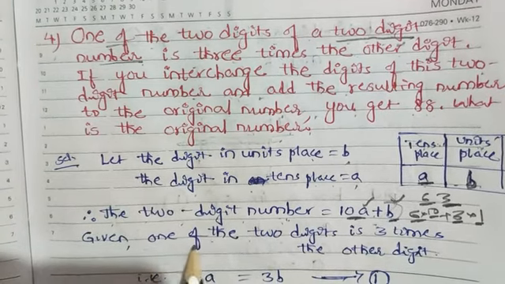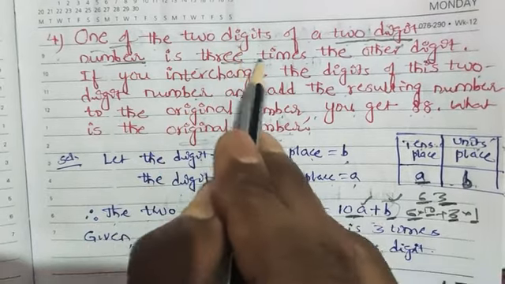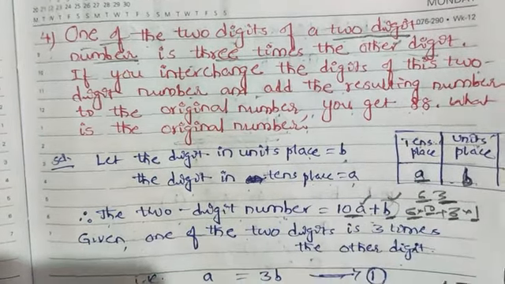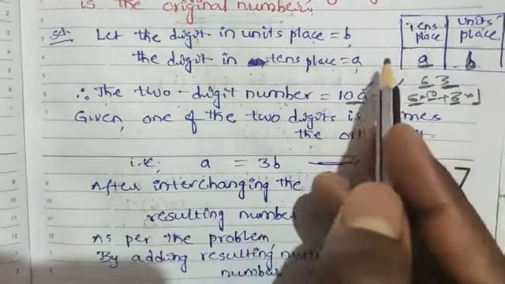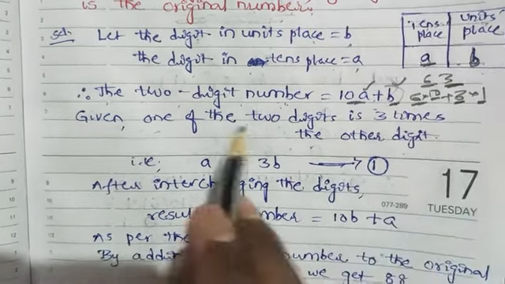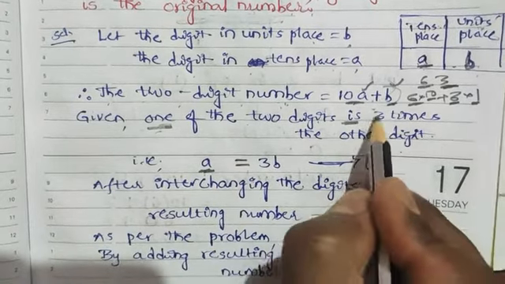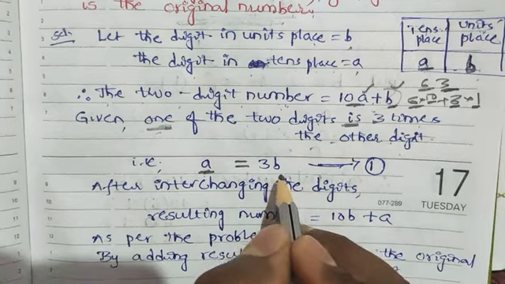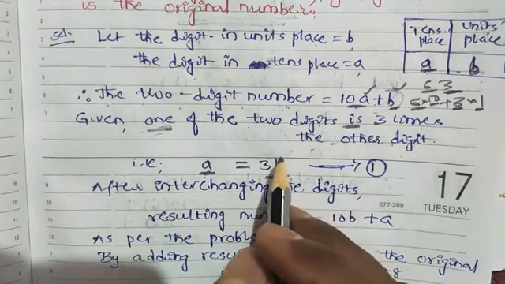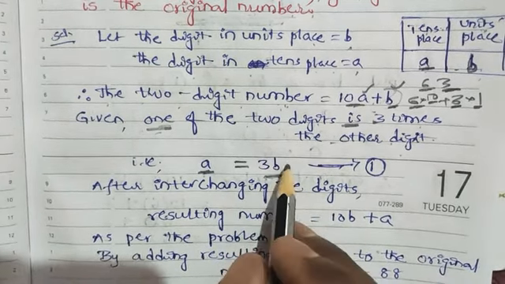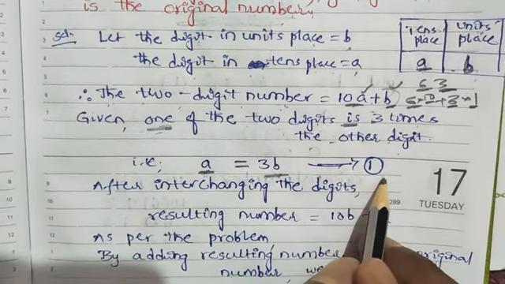Next, given: one of the two digits is 3 times the other digit. That only we copied. So let us assume one digit is A and the other digit is B. So let me select one digit as A, which equals 3 times the other digit. The other digit is B, and 3 times B is nothing but 3B. Likewise, otherwise you can select B equal to 3A also. That is our wish. So I selected A equal to 3B. Say this one as the first equation.